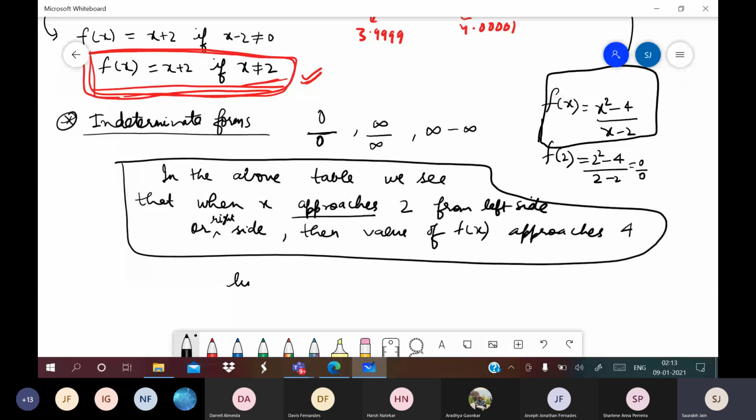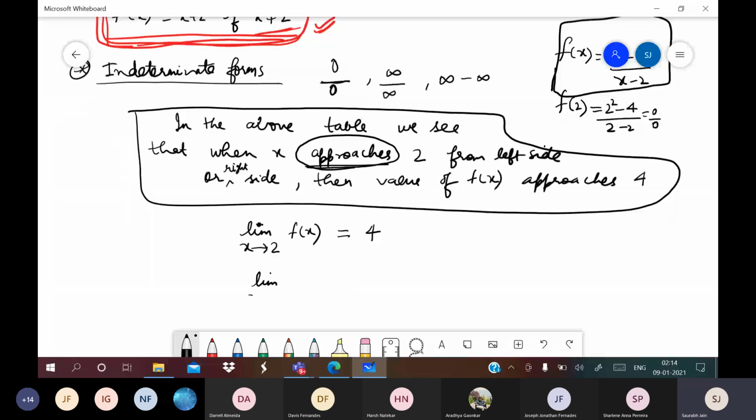For limit, we use this symbol lim. We take the first three alphabets; try to understand this notation. Then below this we write x. Then this arrow is shown to represent the term approaches. And what number is x approaching? 2. Then in front of this we write the function, and then we write equal to, and then we write the value.